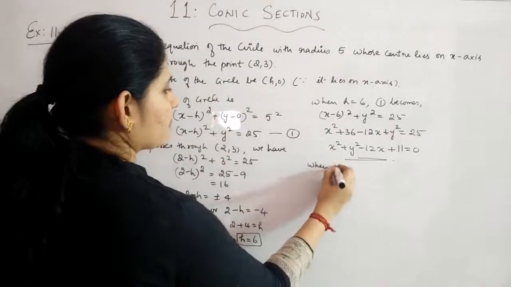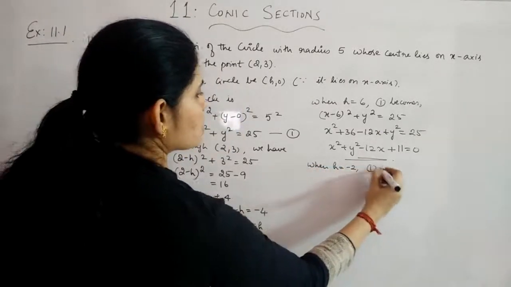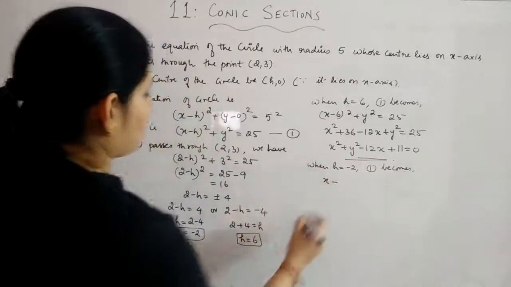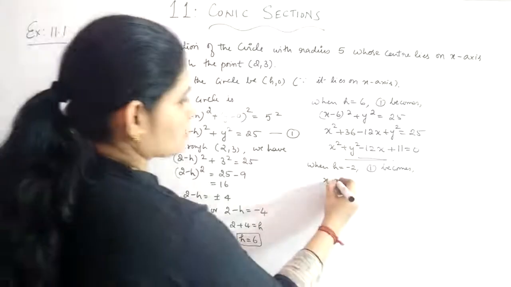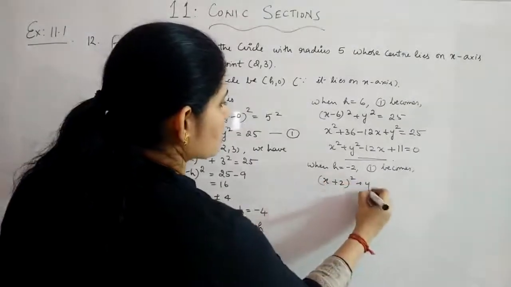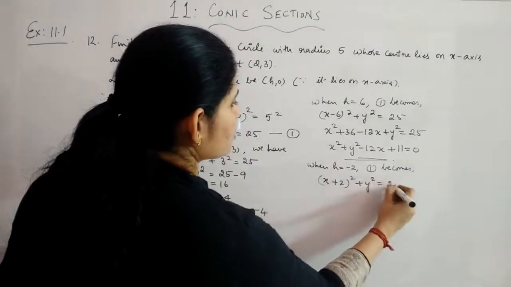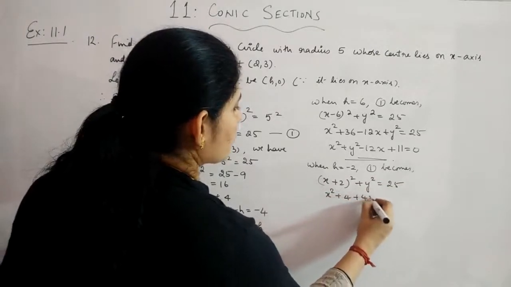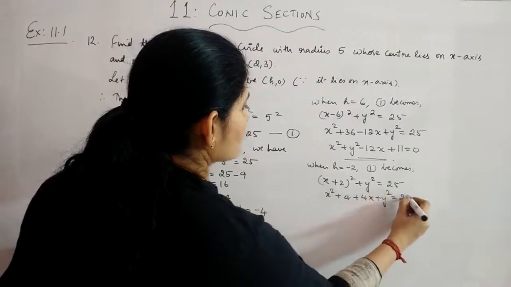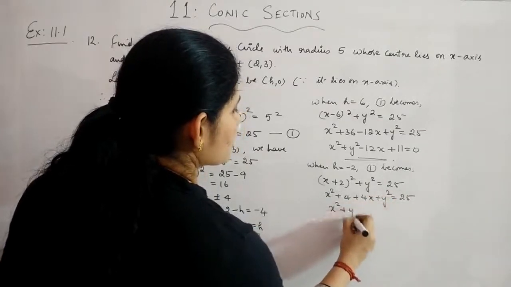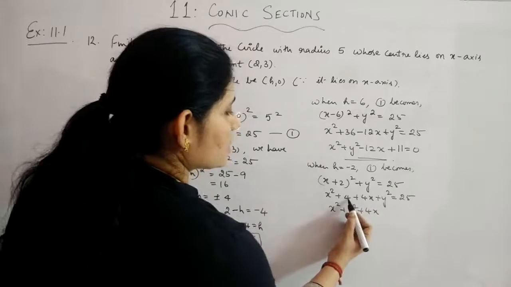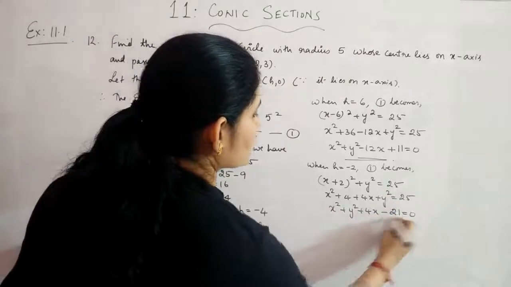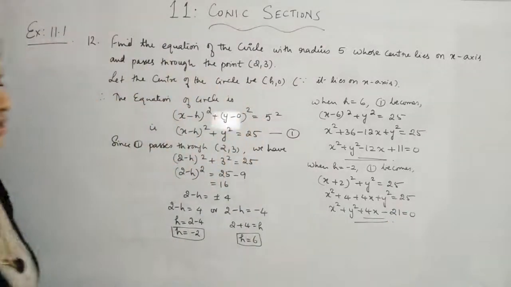Now when h is equal to minus 2, equation 1 becomes (x minus h), so it is minus of minus 2, that is x plus 2 the whole square plus y square is equal to 25, or x square plus 4 plus 4x plus y square equal to 25. That is x square plus y square plus 4x, here you have 4, this will come here as minus 25, so that you will get minus 21 equal to 0. So this is the second equation. Okay.